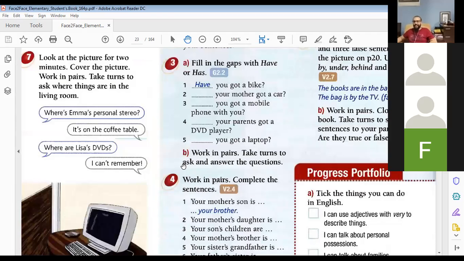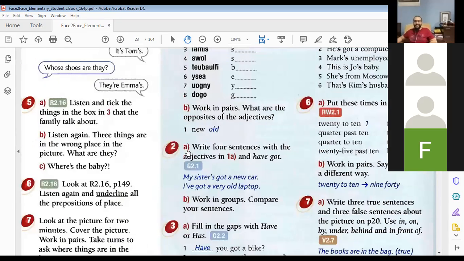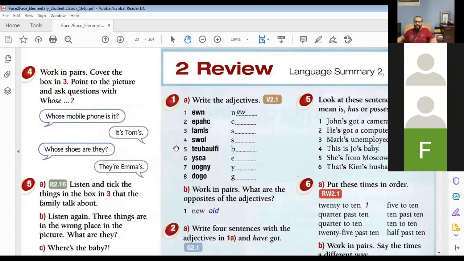Maybe. Okay. All right, let's check our questions here. Let's answer the questions. So we have a little review here. Let's do it together. Okay, so write the adjectives. So all of these are adjectives, so we just want to write them. So we have new. And what about number 2? What's the word? Cheap. Okay, correct.